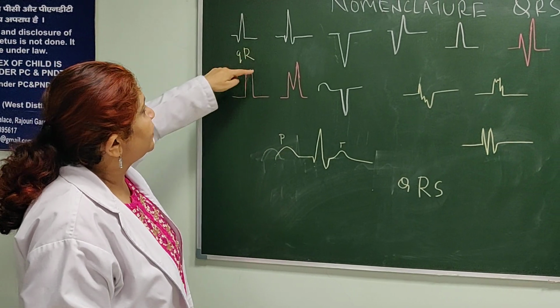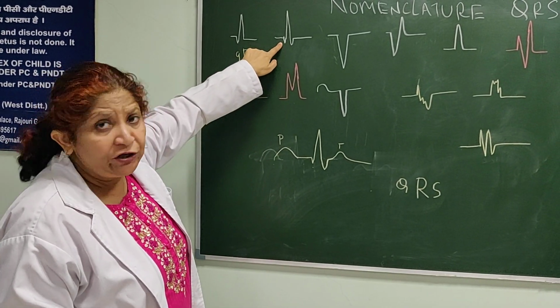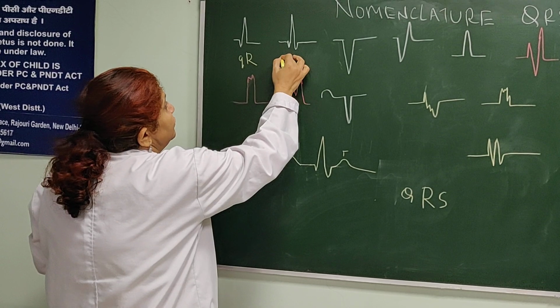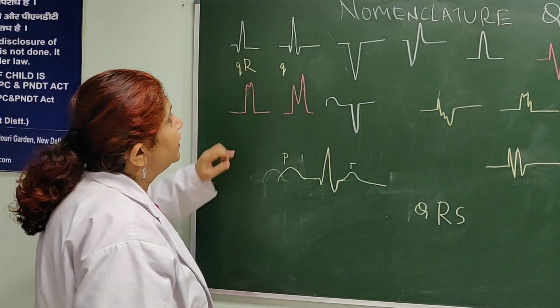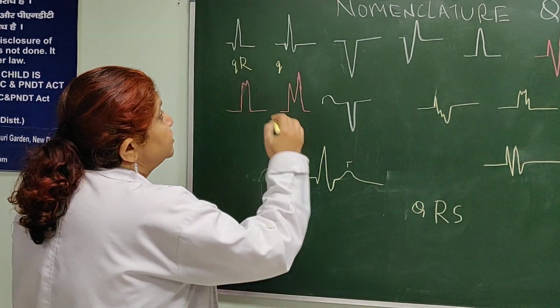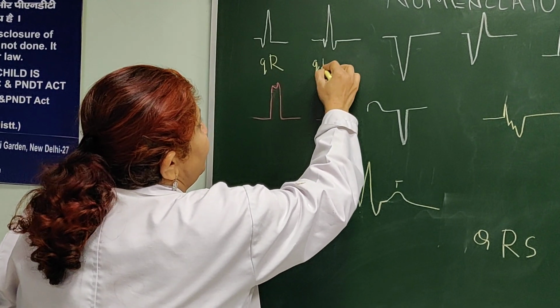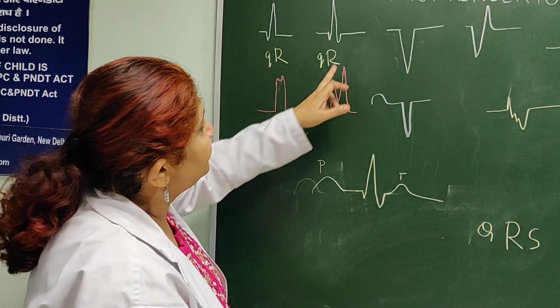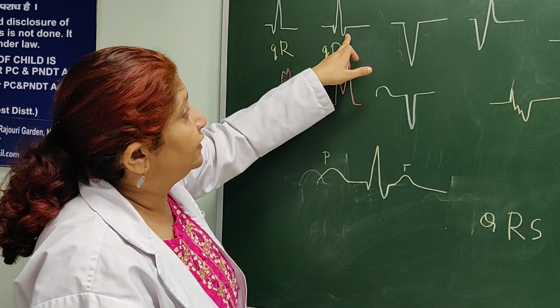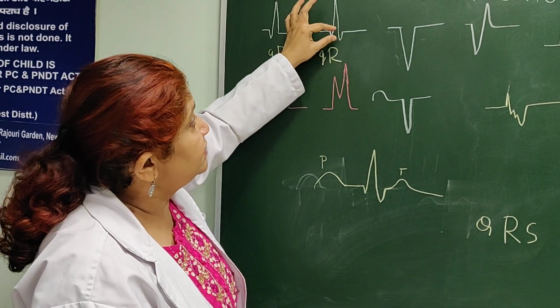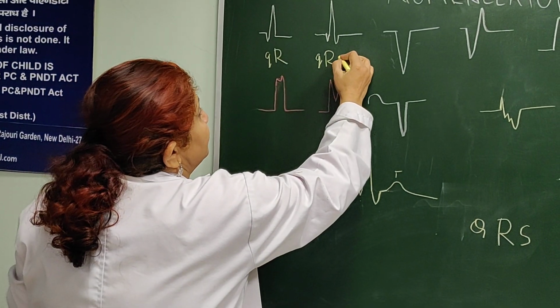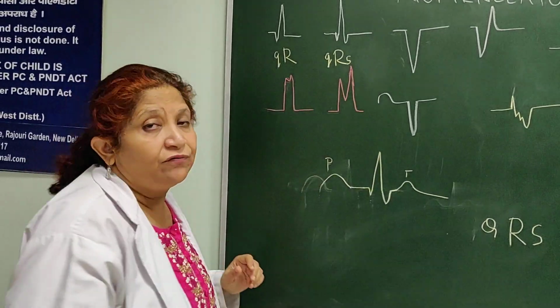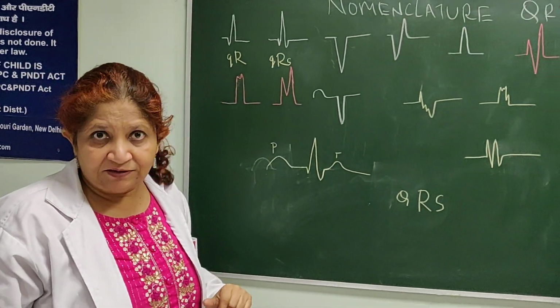So this is the qR complex. Now this is again a small q, so I will say small q. There is a tall R wave, which is a positive wave, so it will be a tall R wave. And then there is a negative wave below the baseline, so it will be an S wave, but it is small, so it will be a small s wave. So this is the qRs complex.